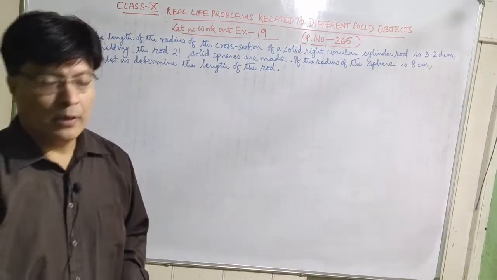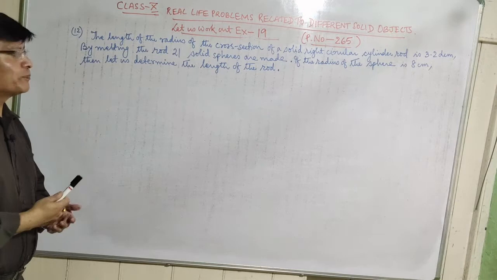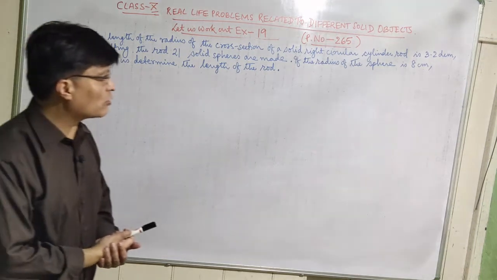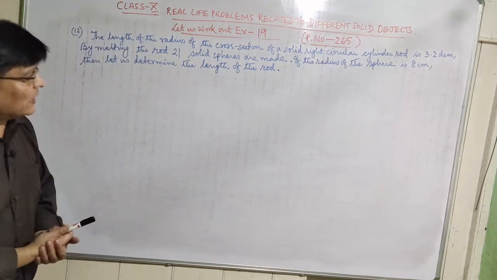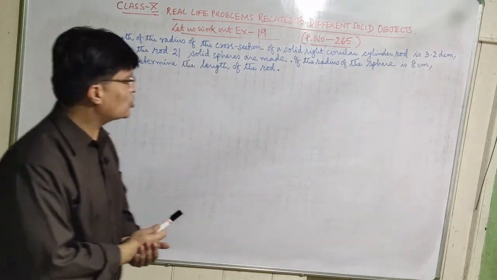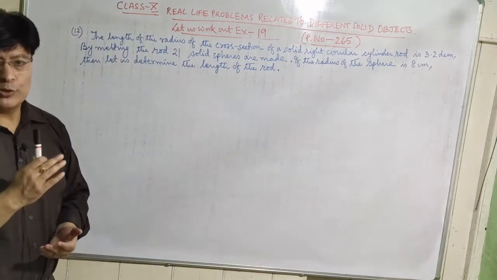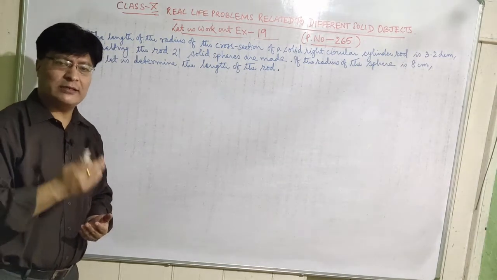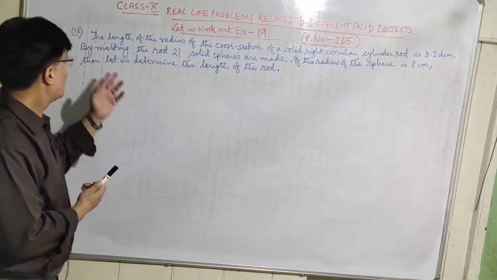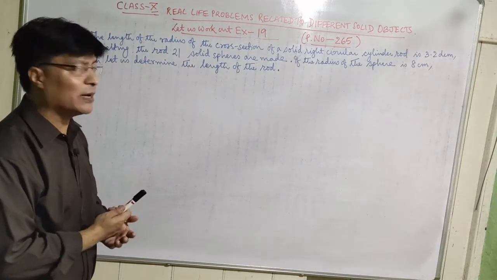So now we'll do the next question, that is question number 12. The question here is: the length of the radius of the cross section of a solid right circular cylindrical rod is 3.2 decimeter. So by melting the rod, 21 solid spheres are made.